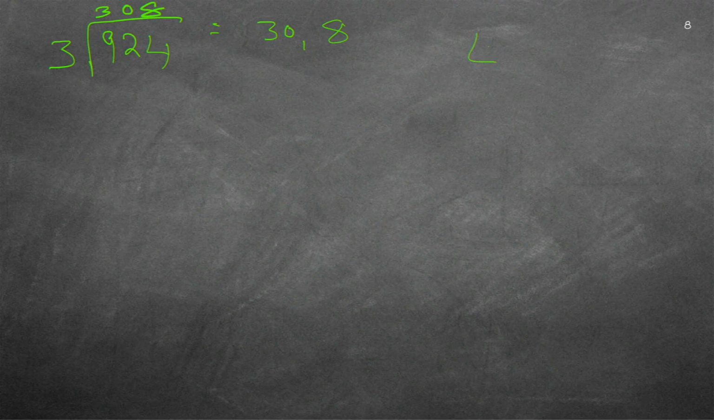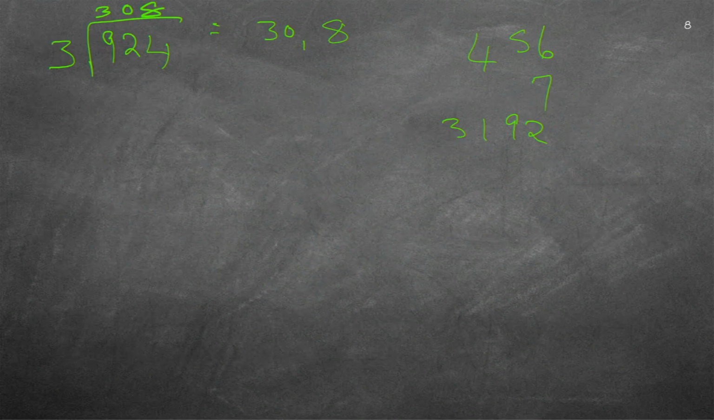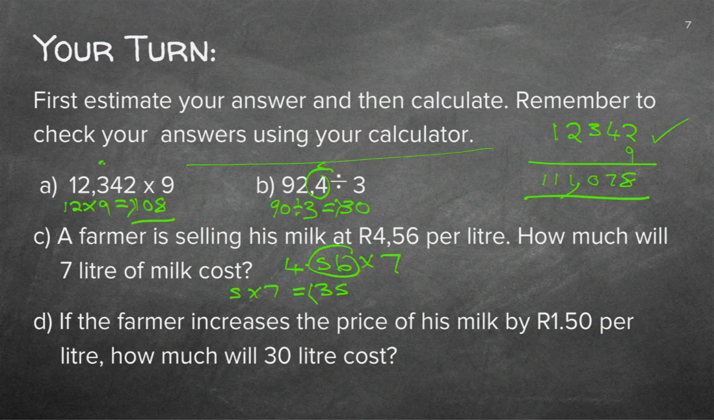So now we're going to do our calculation. Let's use a clean piece of paper. 456 times 7. Correct? Our answer is 3192. And how many decimal points do we have? Is 2. So we're going to put 1, 2 back. So it's going to be 31,92. So how much will the 7 litre of milk cost? It will cost R31.92. And we said it's going to be less than 35. So we are close. Our estimation was correct.